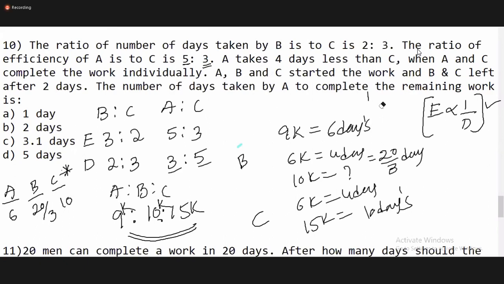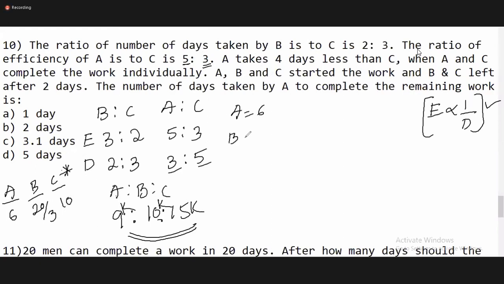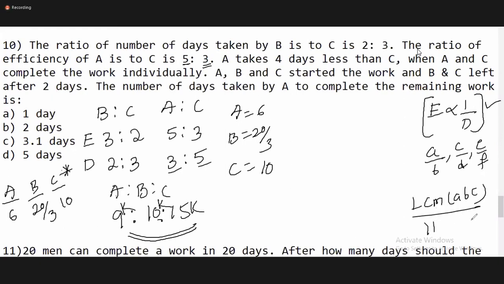Now one more learning point. Tell me, what is the LCM of 6 comma 20 by 3 comma 10? This is where few people know this. Guys, whenever the numbers are fractions like A by B, C by D, and E by F, the LCM is the LCM of the numerators A, C, E divided by the HCF of the denominators B, D, F. You need to do this.